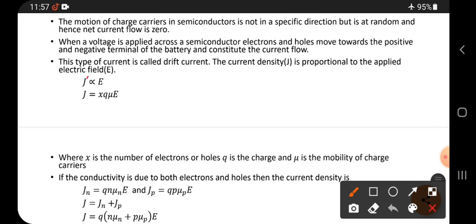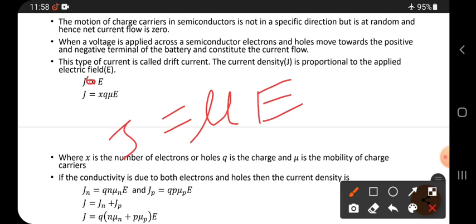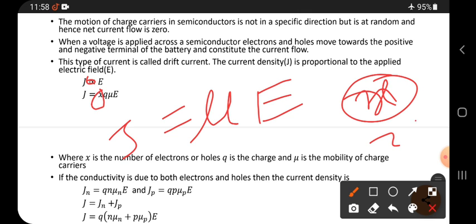Suppose we remove the directly proportional sign and write one constant. That constant is mu, and the equal sign is written. So J is equal to mu E. But here, let there be x number of electrons, say 20 or 30 electrons. Generally, if you do not write anything, J equals mu E is for single electrons only.